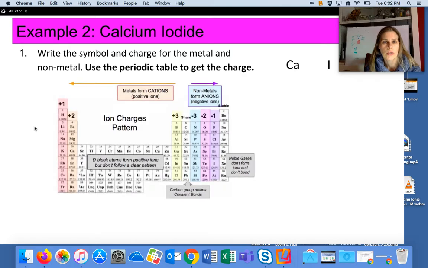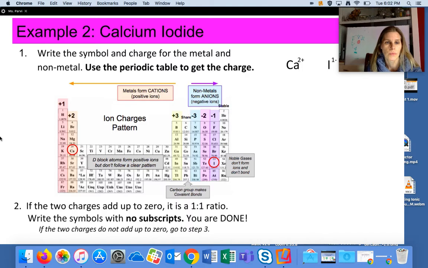Now, we need to use our periodic table to get those charges. What charge are you going to write next to the symbol Ca? You can see calcium there on the periodic table, and so it has a charge of 2+. Did you find iodide or iodine on the periodic table? It's way down here, and that has a charge of 1-. Okay? First step is easy. Write the symbol and the charge.